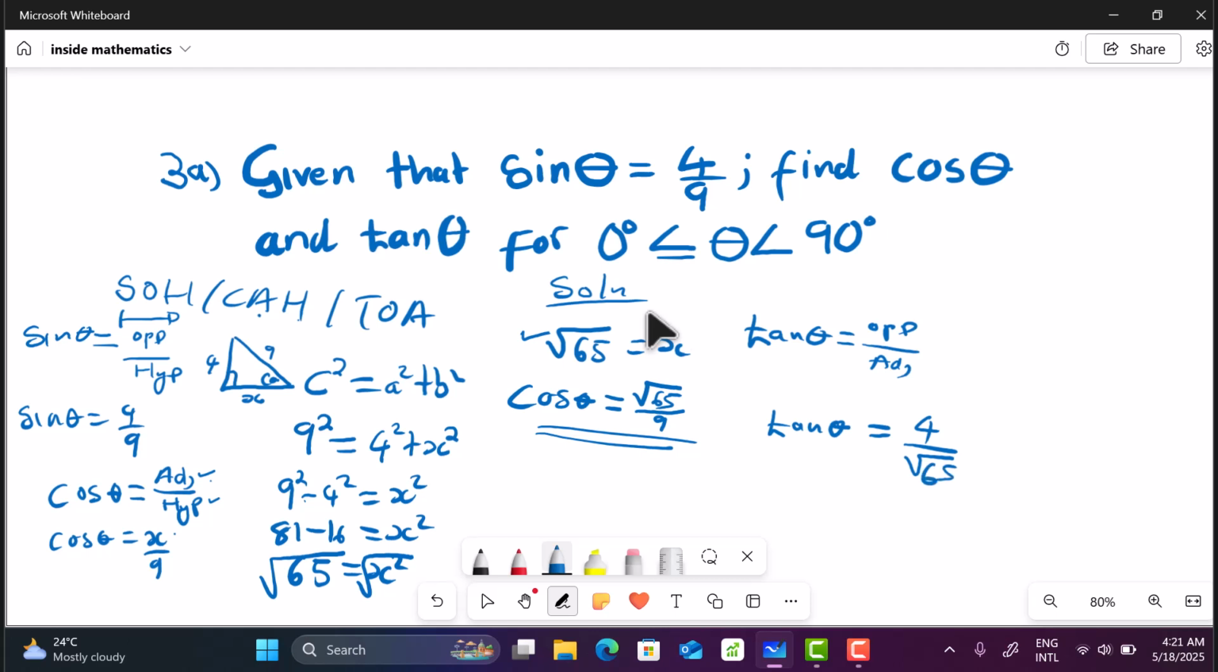So root 65. And according to our laws of radicals, we don't allow square roots in denominators. So what we need to do is rationalize the denominator. So we end up having tan theta is equal to 4 root 65 over 65. That's the answer we get.